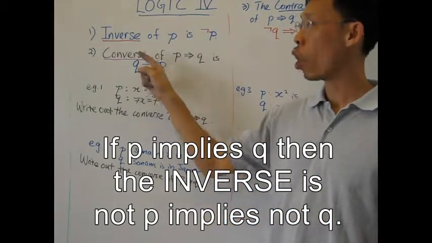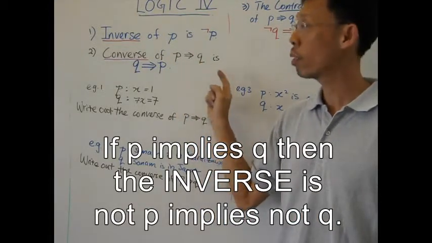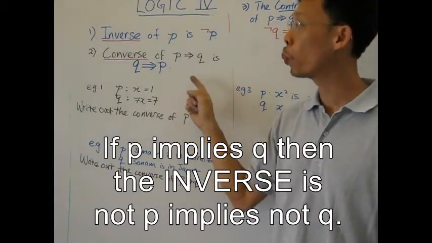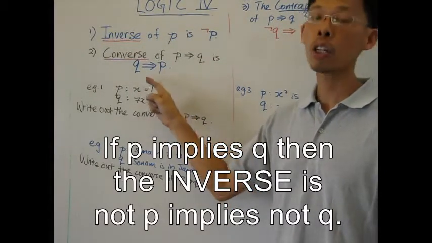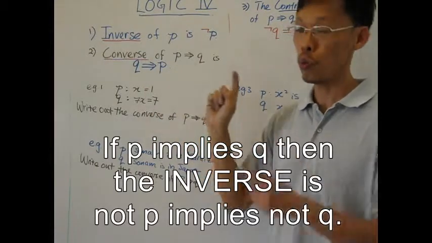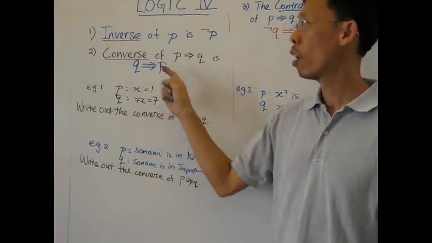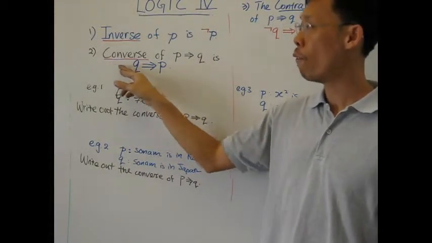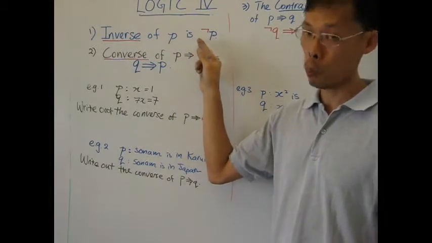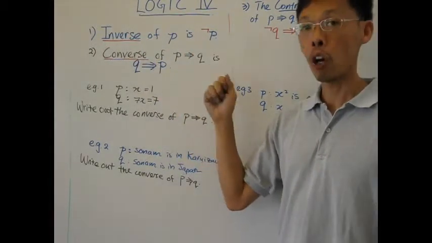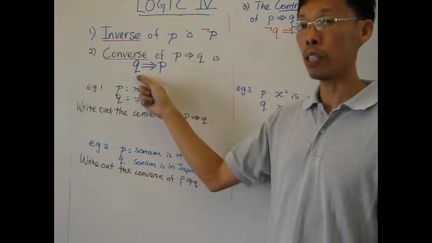And then the other one is called converse. The converse of an implication P implies Q is Q implies P. Basically, you put the result in front and the condition at the back. You reverse the order. Q implies P. This is called converse. Remember, converse and inverse are not the same thing. Inverse is just the opposite. Converse is where the condition goes to the back and the result goes to the front.